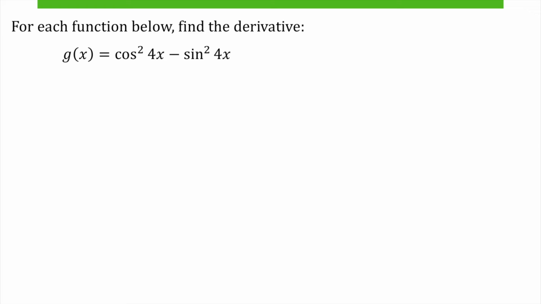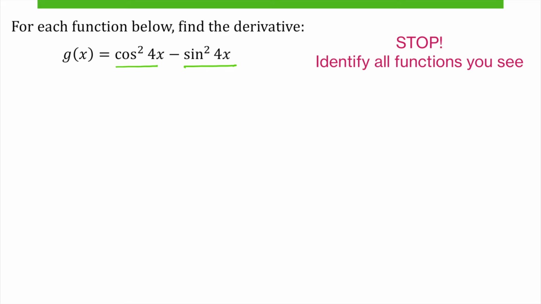G of x equals cosine squared 4x minus sine squared 4x. Well, let's stop first and identify all the functions we see. First thing I notice is that we actually have 2 problems in one. Within those 2 problems, we have some composite or nested functions. So pause the video a sec. Can you find how many functions you need to work with?